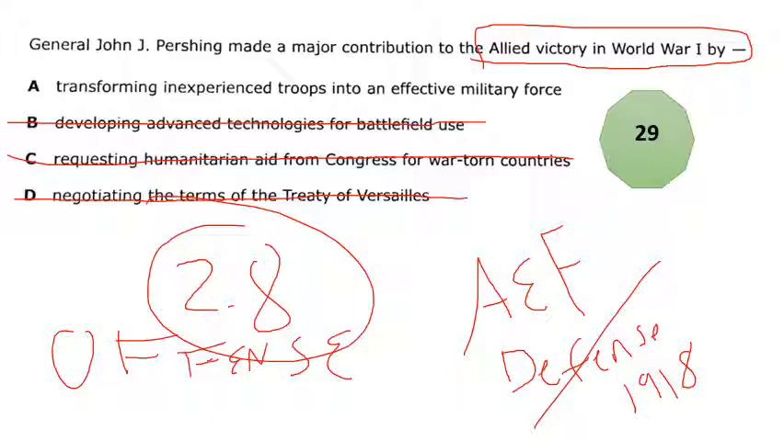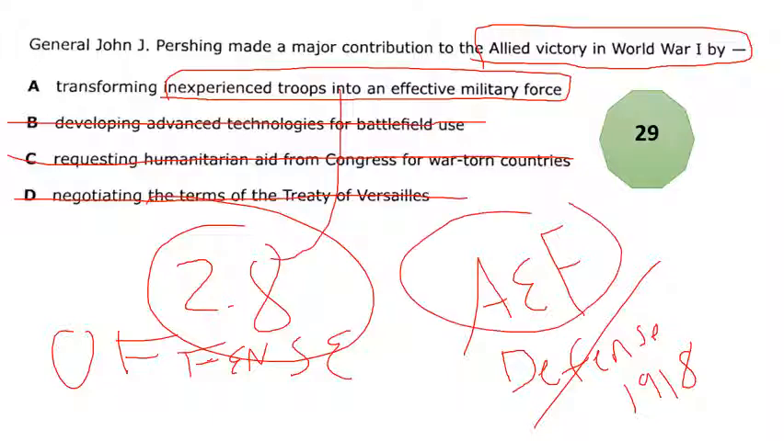Transforming inexperienced troops into an effective military force. That's probably more like it. We tried to train the AEF. So we're going to go with A. So those are the questions on America entering World War I.